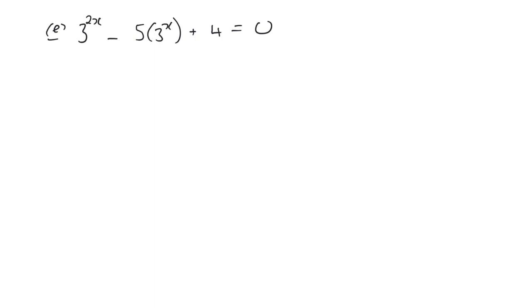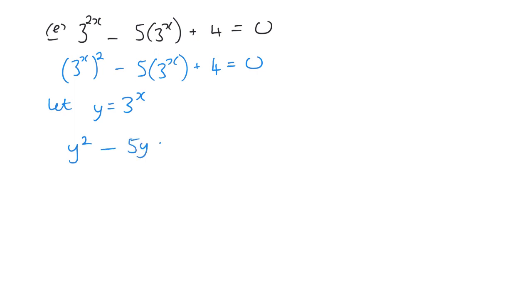Part A, 3 to the power of 2x minus 5 times 3 to the power of x plus 4 equals 0. So again, you've seen these questions earlier in the year when we were doing indices. Just a slight difference. So we can write 3 to the power of 2x as 3 to the power of x all squared. And then hopefully you can see this is one of these hidden quadratics. If we let y equal 3 to the power of x, we can write that as y squared minus 5y plus 4 equals 0.